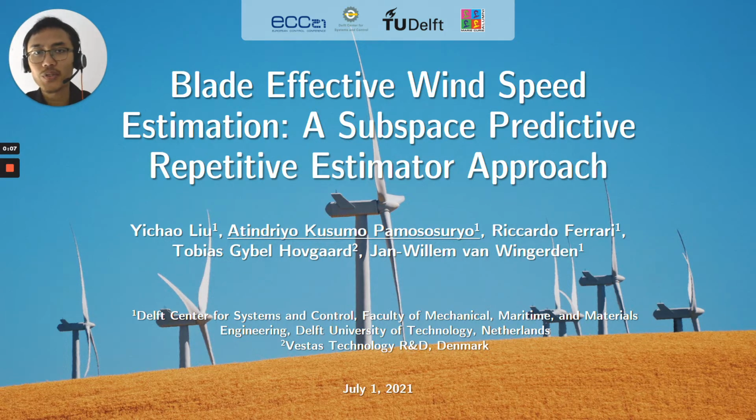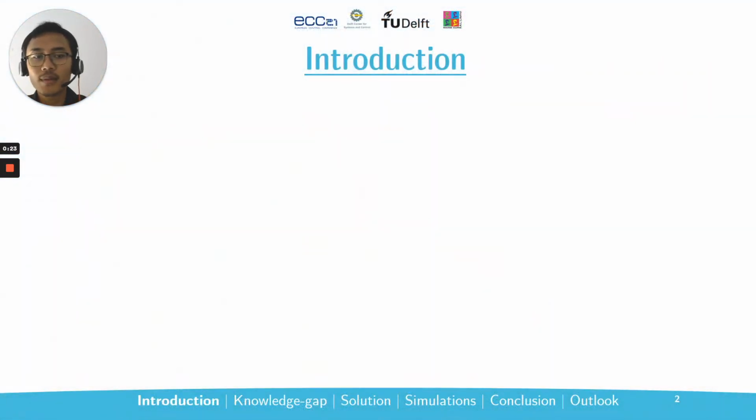I'm from Delft University of Technology, and today I would like to present my latest work with my colleagues Yichao, Riccardo Ferrari, Tobias Gybel Hovgaard, and Jan-Willem van Wingerden on blade effective wind speed estimation, a subspace predictive repetitive estimator approach. As a start, let's take a look at the wind power growth over the past year.